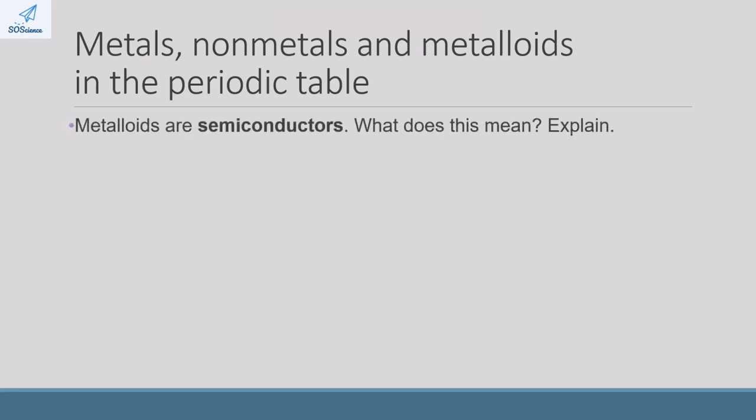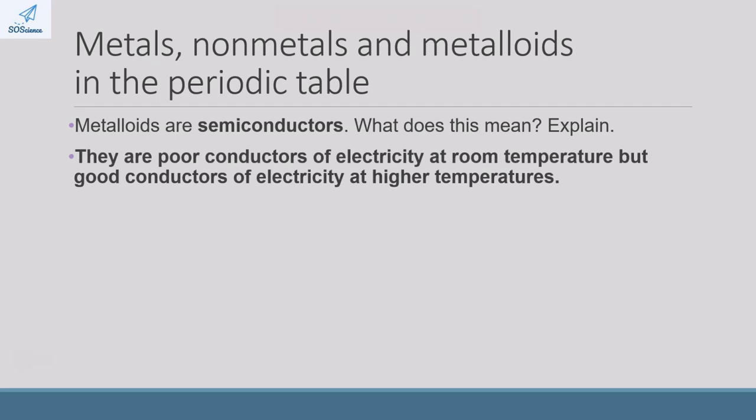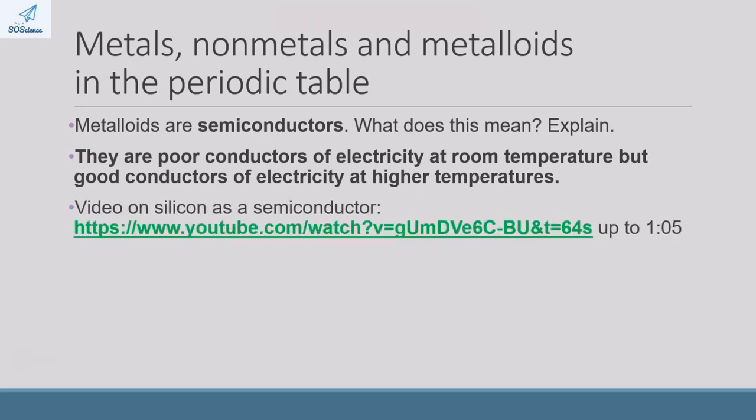So metalloids are semiconductors, and it's important to be able to explain what this means. So it means that they are poor conductors of electricity at room temperature, but they're good conductors of electricity at higher temperatures. This video over here shows a beautiful experiment with silicon and how silicon conducts electricity at higher temperatures but not at room temperatures.